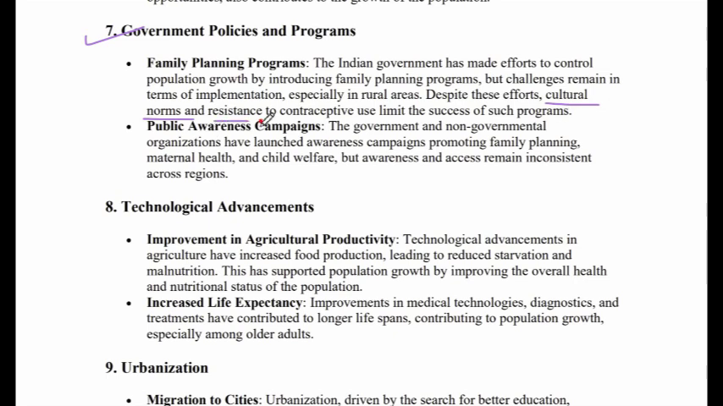People are still not using contraceptives for having fewer children. So they are still avoiding that. Public awareness campaigns. The government and non-governmental organizations have launched awareness campaigns promoting family planning, maternal health, that is mother's health, and child welfare. But awareness and access remain inconsistent across the regions.